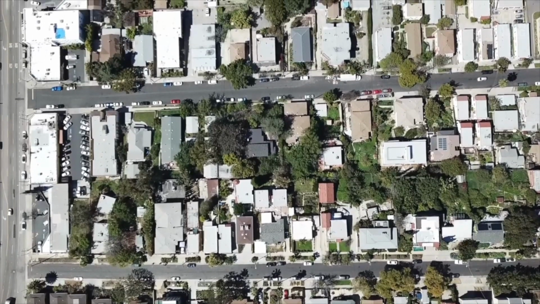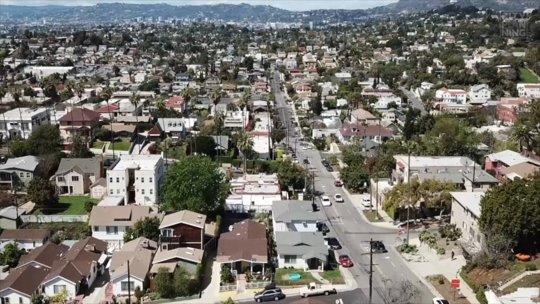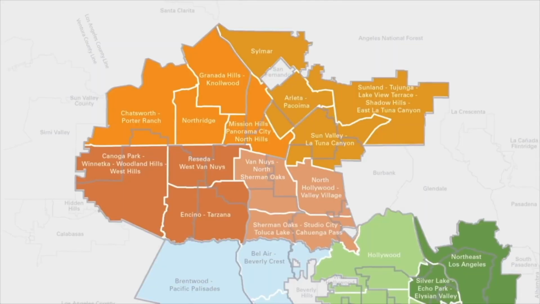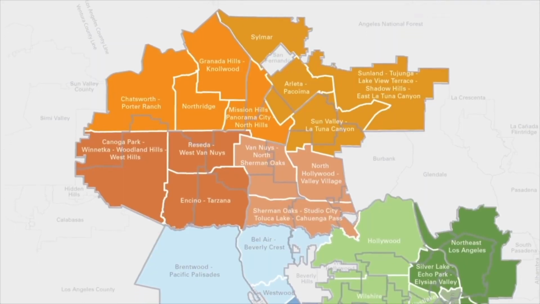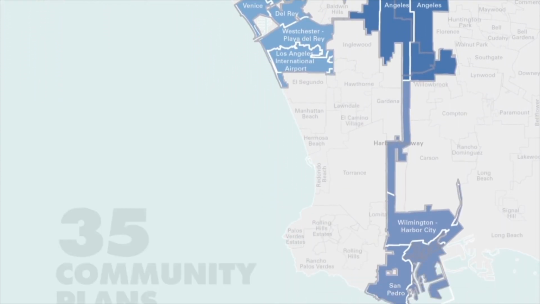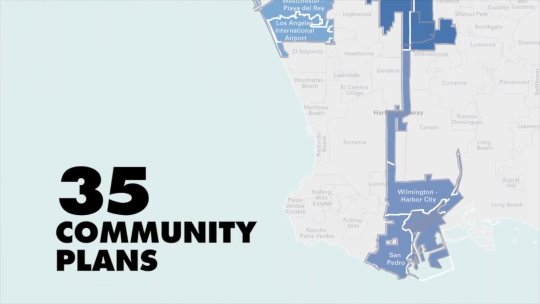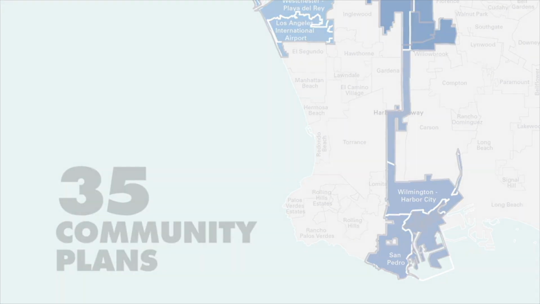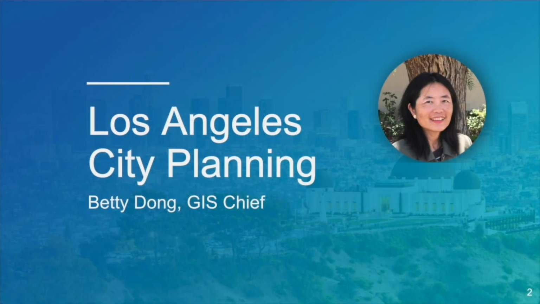It's so large that in order to update our general plan land use in compliance with California state law, we've broken up the city into 35 smaller community plan areas to update the land use and zoning through the Community Plan Update Program. The new GIS tools we're presenting today have enhanced not only the efficiency of performing the community plan update, but also improved the transparency of data and improved relations between the planners and the GIS section.